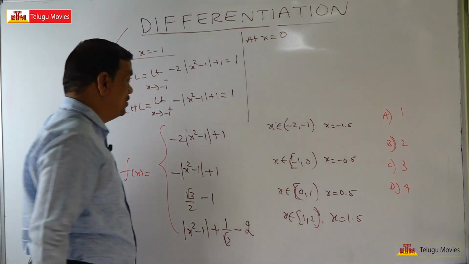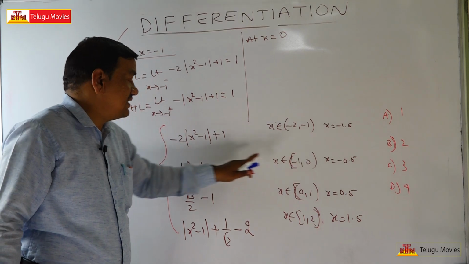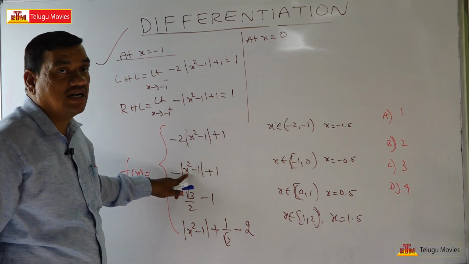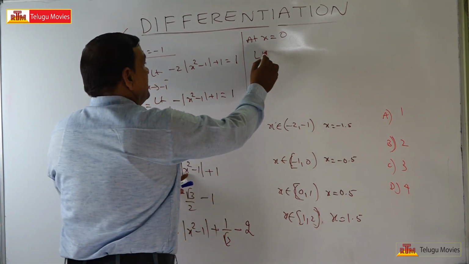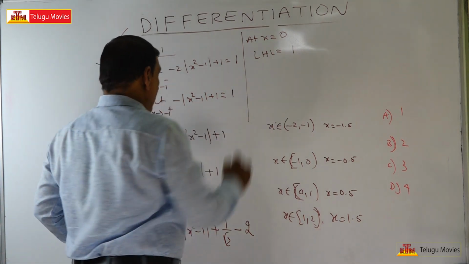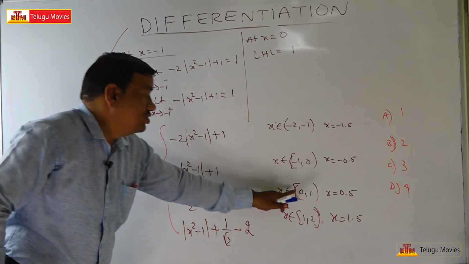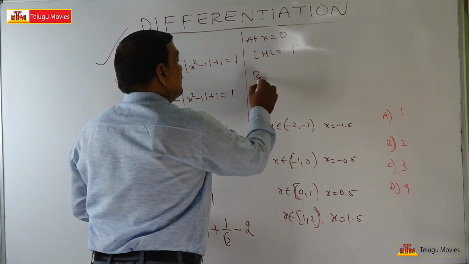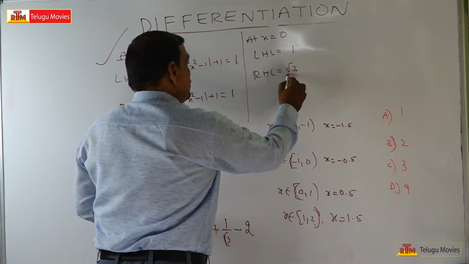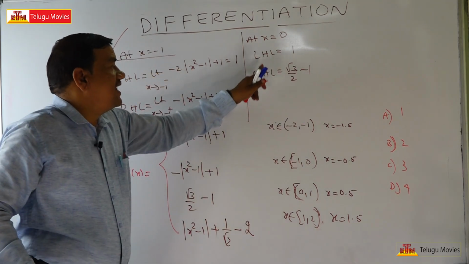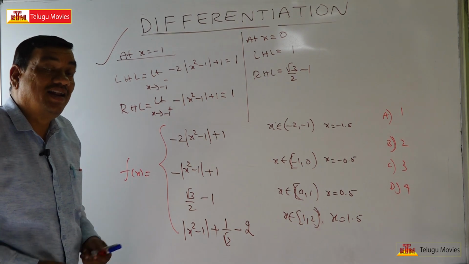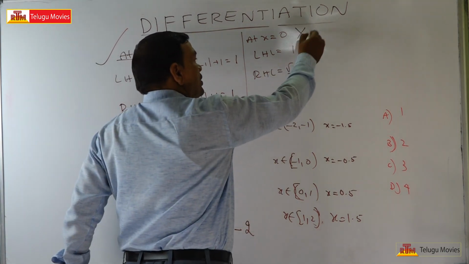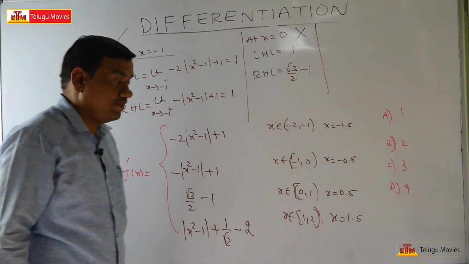Let us check at x is equal to 0. What is left hand side limit? Substitute here 0. Directly I am writing left hand side limit is equal to 1. Substitute 0 here, 0 to 1. Right hand side limit is equal to how much? RHL value root 3 by 2 minus 1. LHL is not equal to RHL. Therefore, it is not continuous at x is equal to 0.